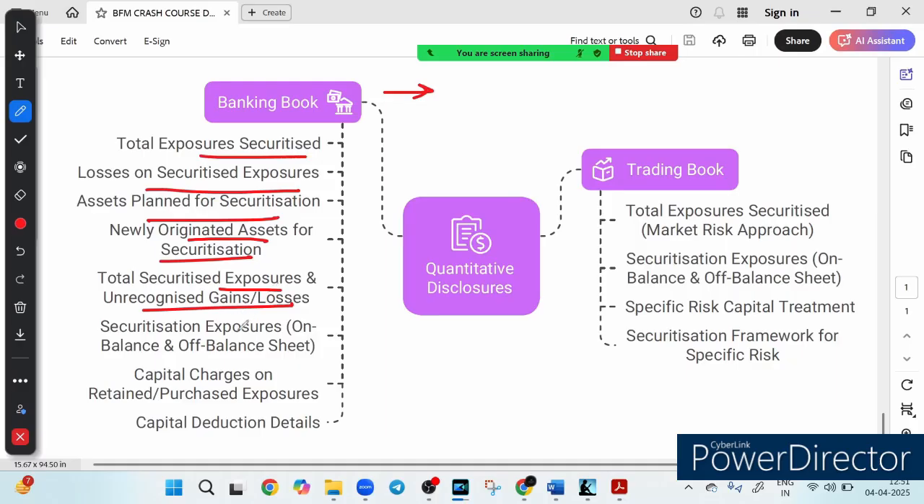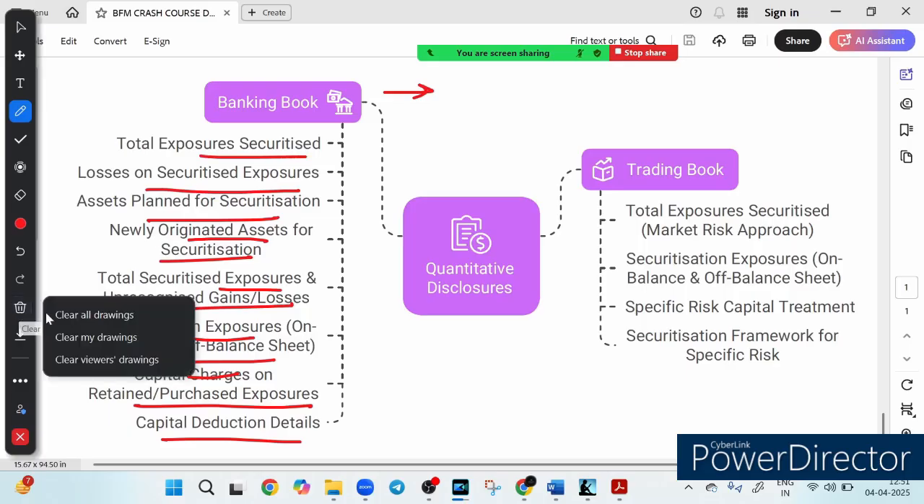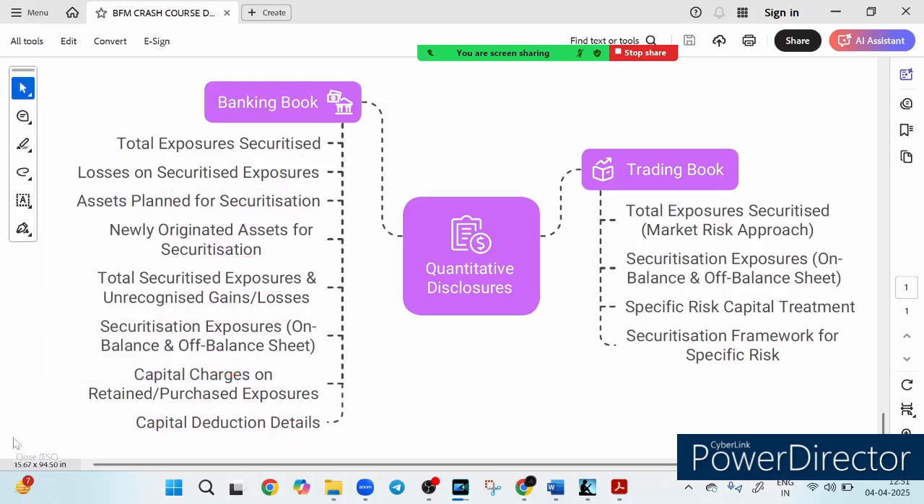Then we have securitization of exposure on and off balance sheets, which means tracking both direct and indirect exposure. Capital charge on retained or purchased exposure means the capital requirement a bank needs to hold when retaining or buying back securitized assets. And finally, capital deduction details, which means a specific deduction applied to calculate regulatory capital. All these disclosures help regulators and investors assess the bank's risk exposure and its ability to absorb losses.